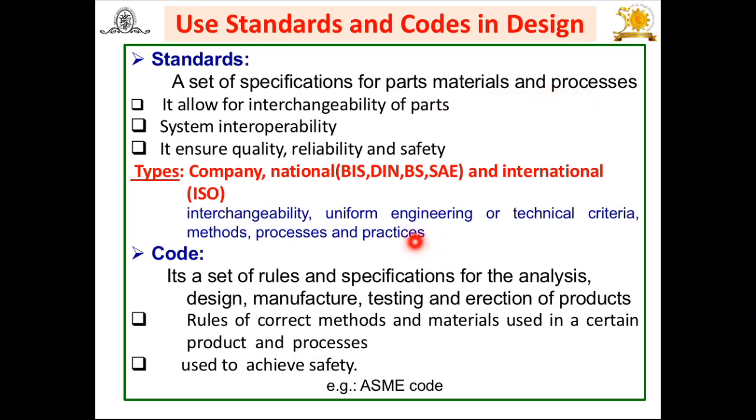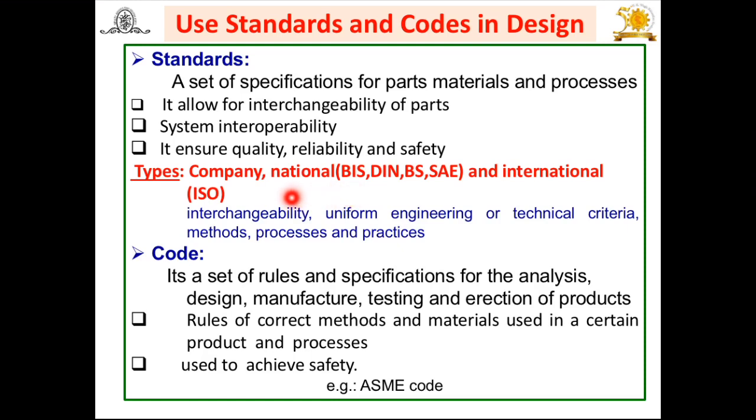Now there are three types of standards. One is company standards, another is national standards, third is international standards. Company standard means, take the example of a company, Mahindra and Mahindra. There is one unit in Nasik, another in Igatpuri, another maybe in Andhra Pradesh, another in Uttarakhand. More than 5 to 6 units all over the country.